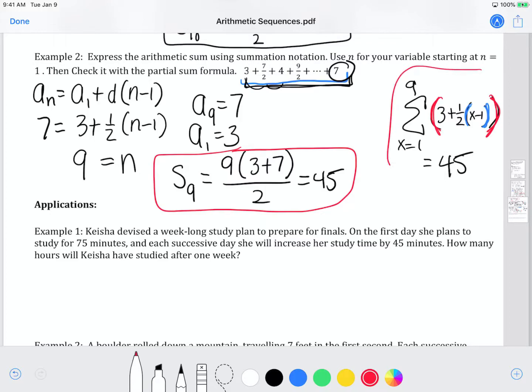So you have two different ways that you can do this. But either way, you're still going to have to figure out what term that is if it's not given to you. And in these two examples, it doesn't tell you how many terms you're adding up. You need to figure that out.